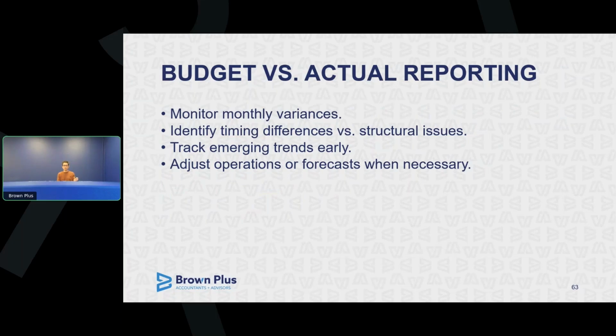Second, is it timing or is it reality? A lot of variances aren't actually problems, they're just timing differences. Maybe your event revenue comes in June instead of May.